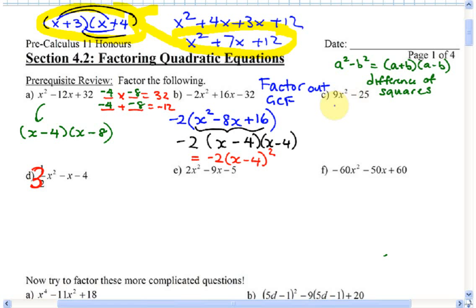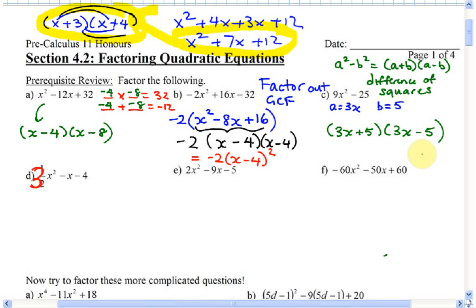What's a, everybody? Yeah, it's 3x, right? 3x times 3x gives you 9x squared. And what times what gives you 25? 5. Well, that's just 5. You've got a, you've got b, plug it into the formula, and you got 3x plus 5, 3x minus 5. Good stuff. Awesome stuff. All right, D.